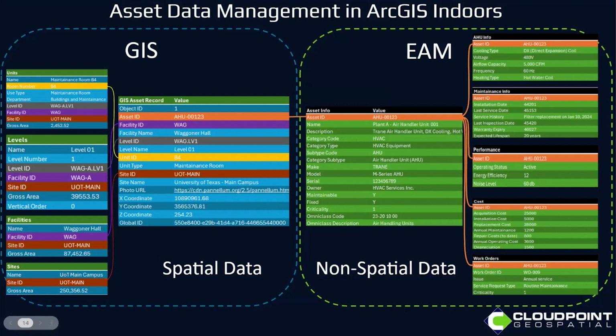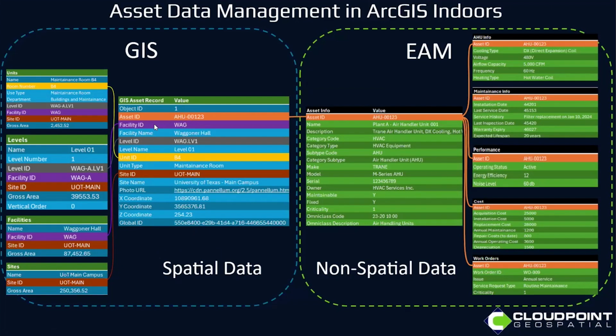So just moving on to show how we integrate asset data into GIS, particularly the ArcGIS Indoors data model. You can see here on the left-hand side of the screen, we've got our GIS data tables. The GIS asset record literally only contains the spatial attributes. So we try and make sure that the GIS handles all of the spatial data, and the EAM is the store of the non-spatial data. So there's only minimal information here in the GIS, which really is the asset ID.